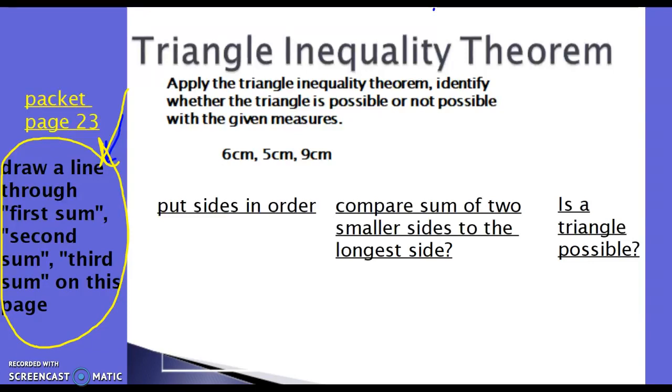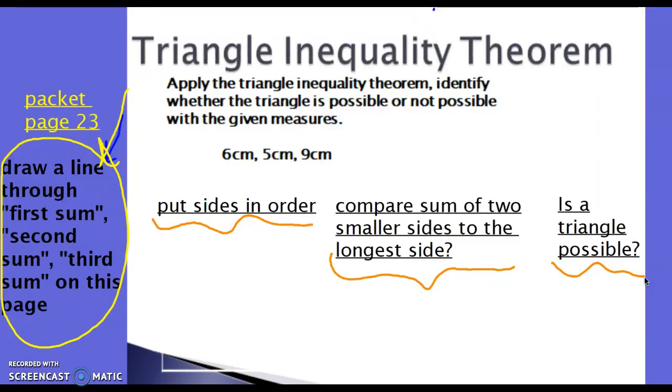So, if you would, draw a line through those headings, and in the first column, let's go ahead and put the sides in order. In the second column, let's compare the sum of the two smaller sides to the longest side. And then tell me yes or no, is the triangle possible in the very last column. So we don't need to fill in the third column where it says third sum. But again, cross out all of those headings.